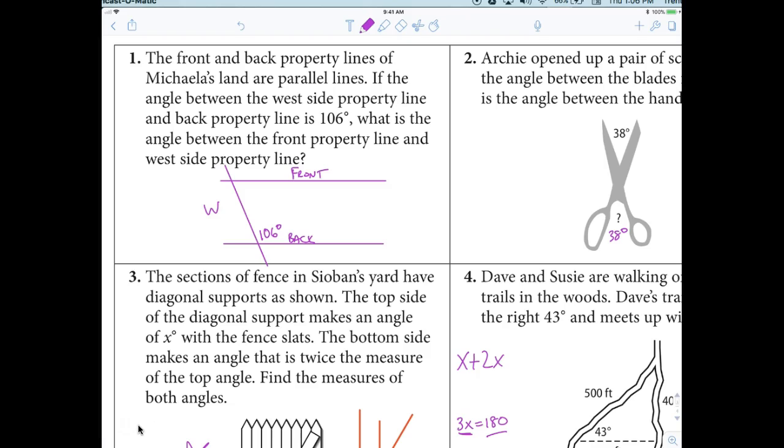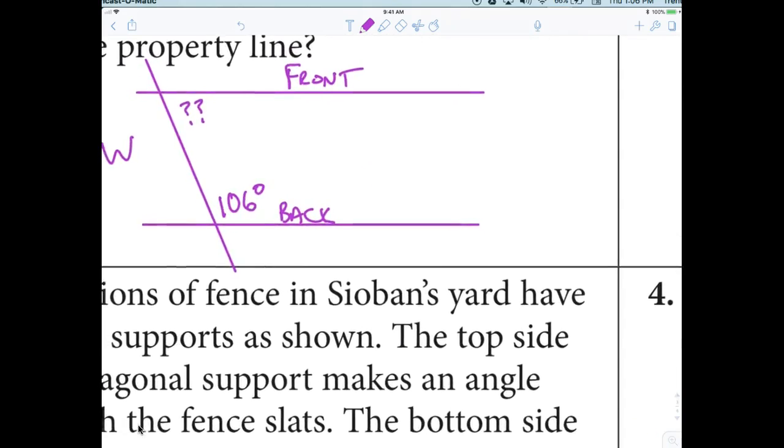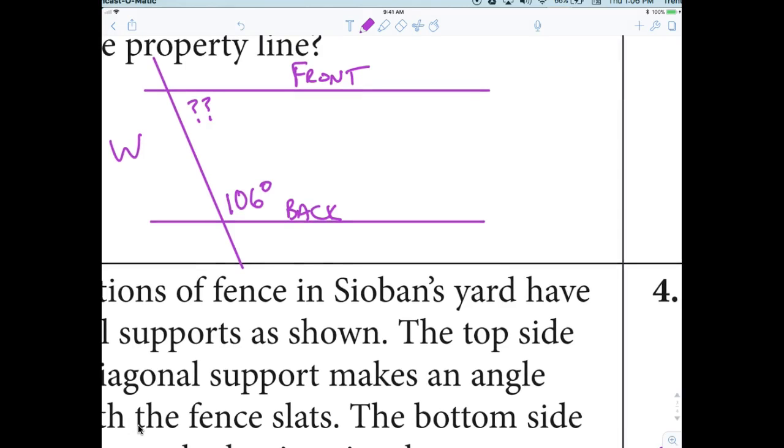So now it says, what is the angle between the front property line? So the question is, what is this? Somebody want to give it a shot? You said it correctly. Very good. Very nice work. If you put 74, pat yourself on the back. Honestly, that's a good job.